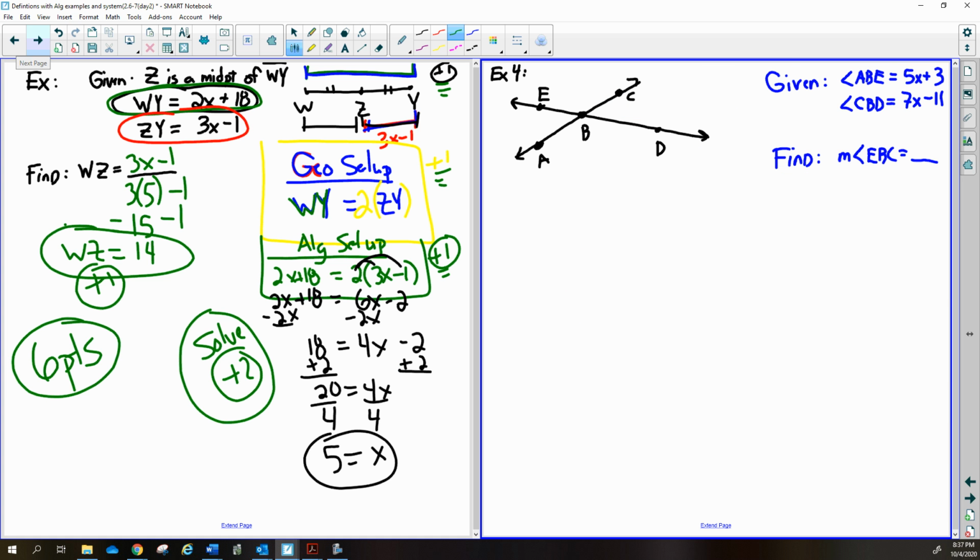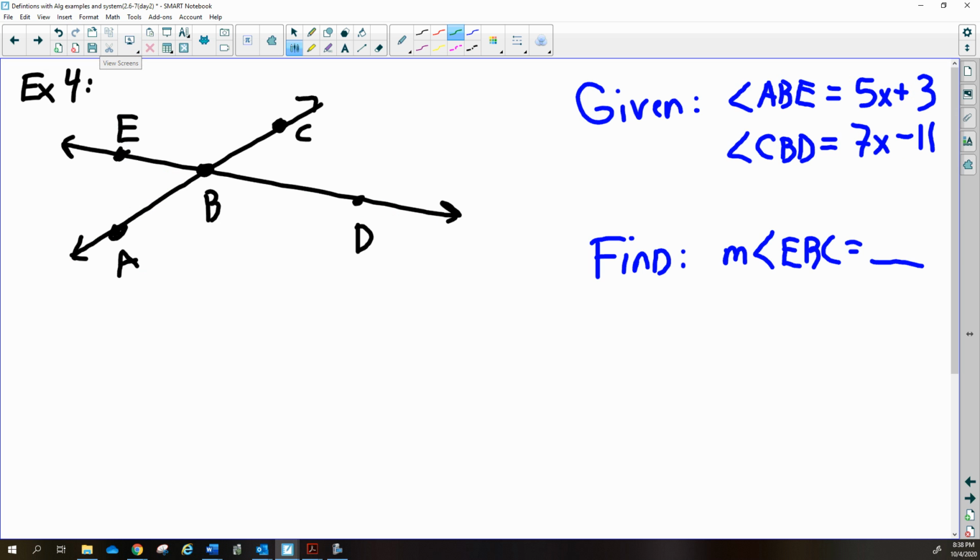All right, question number 2. We're looking at what I gave you here in the picture. I already gave you a picture here, so you do not have to draw it. But what I would recommend you do every time is to put all the information into the picture. ABE is 5x plus 3. So I gave you ABE as an algebra formula. If I look over here at CBD, CBD is 7x minus 1.